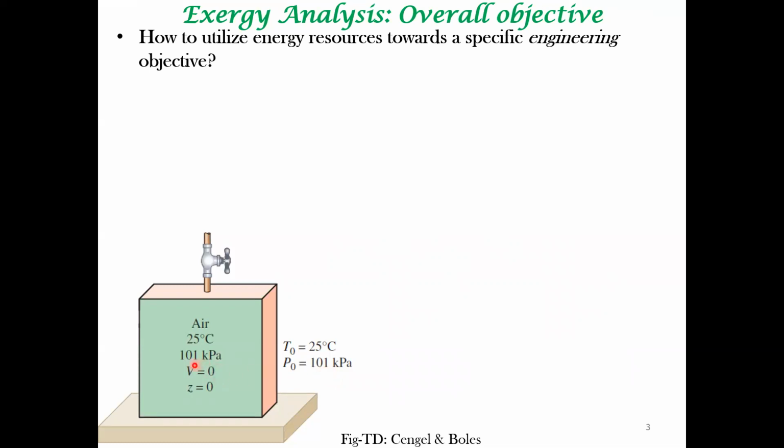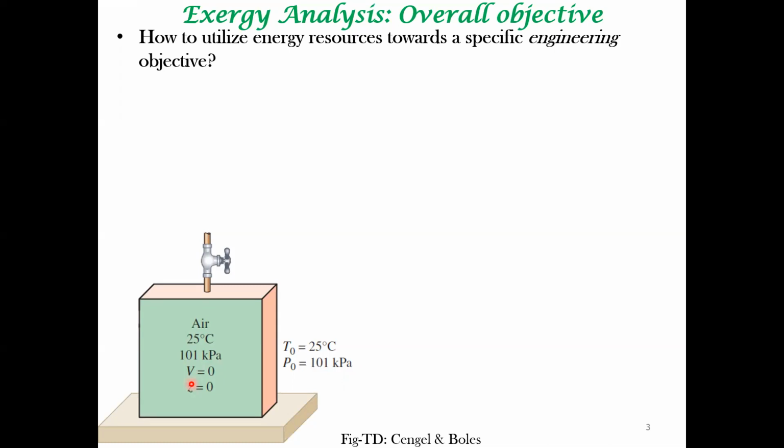And the velocity is zero. There's no kinetic energy in the system, and the center of mass is approximately at zero with respect to the ambience. Therefore, it has no potential energy. So overall, this system has no potential to do work. Such a system is called a dead state.